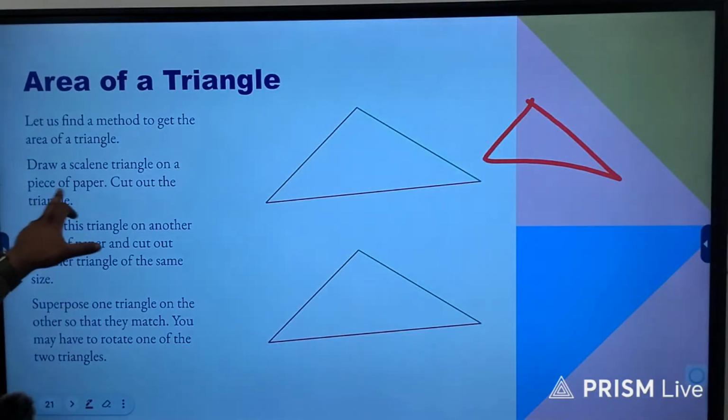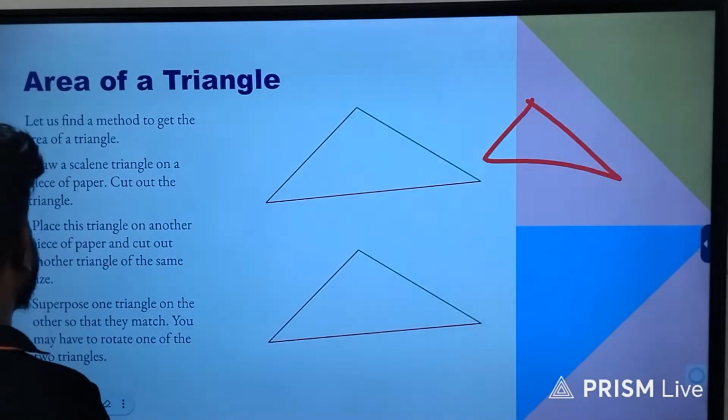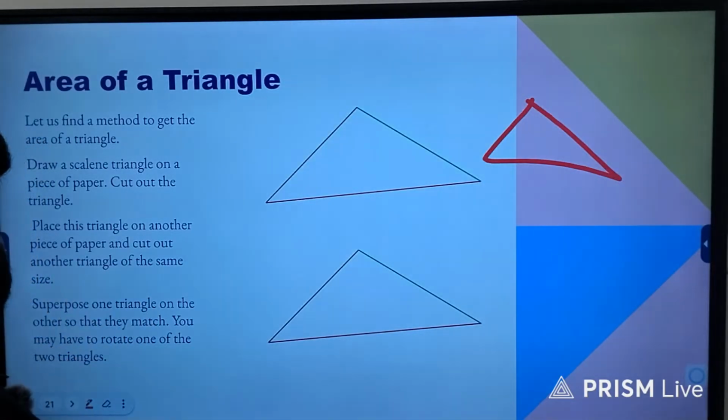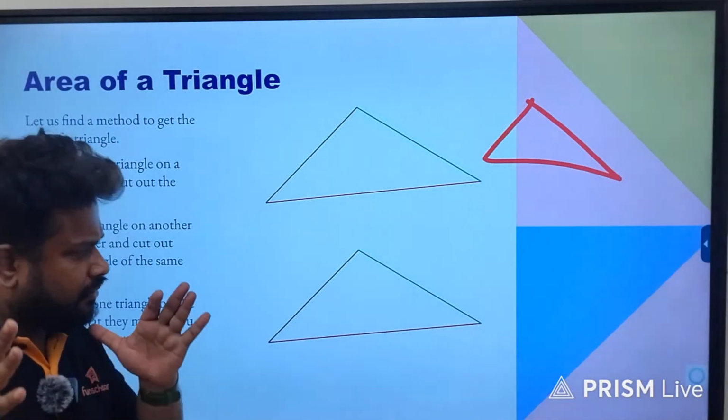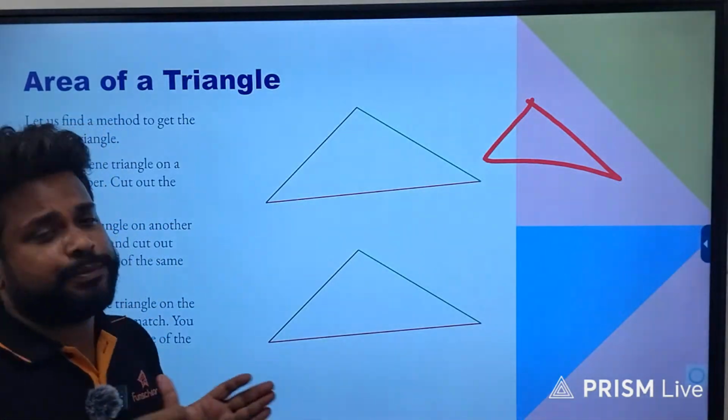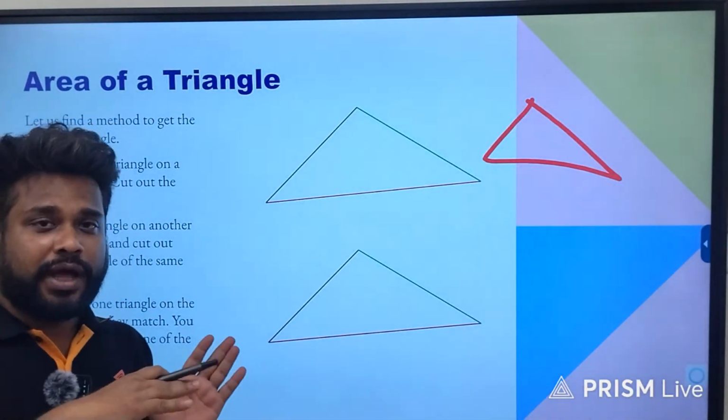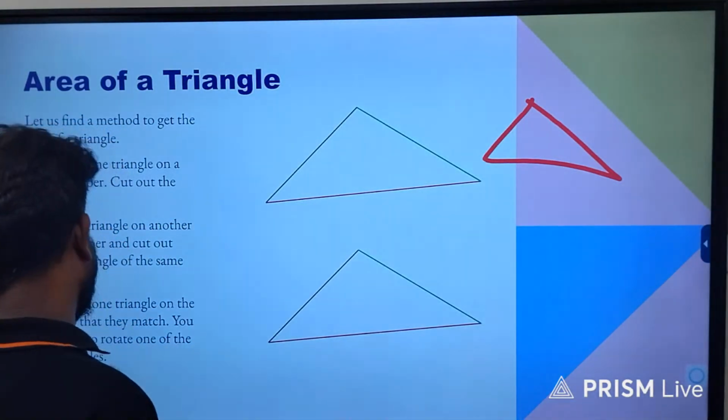So on a piece of paper, cut out the triangle, place the triangle on another piece of paper and cut out another triangle of the same size. Superpose one triangle on the other so that they match. You may have to rotate one of the two triangles. This is just an example or an experiment which you can try at your home. So do it at home.